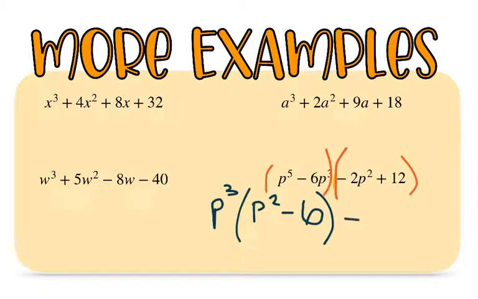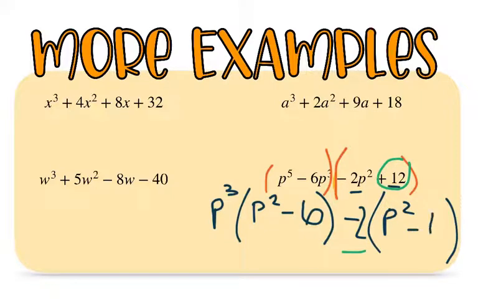And, okay, so I'll write that down. I'm going to take out a negative. But then also, it looks like both of them can be divided by 2. So I'm also going to take out a 2. And what would be left is this would be p squared. And then if I do 12, this is a positive 12, divided by negative 2 would be negative 6.